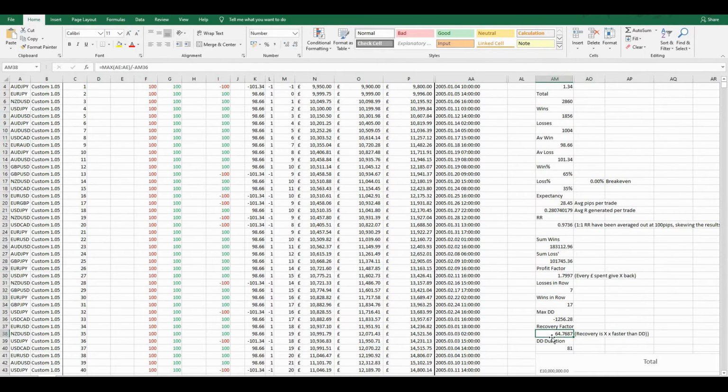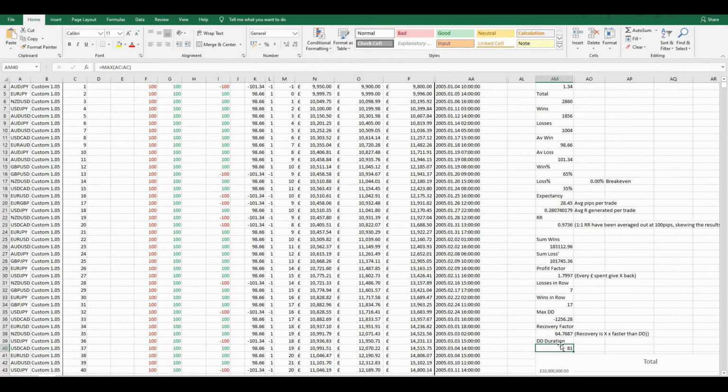Recovery factor, again, like I said before, if it takes you 10 trades to get into drawdown and you're out of that drawdown in 5 trades, your recovery factor is going to be 2. My recovery factor is 64. Whatever length of time and amount it takes me to go into my drawdown, I'm expecting to get out of that drawdown 65 times quicker and greater than I went into it. That's very important to me.